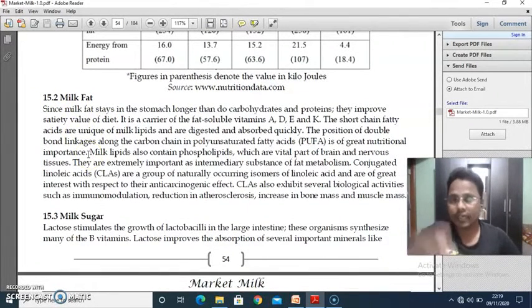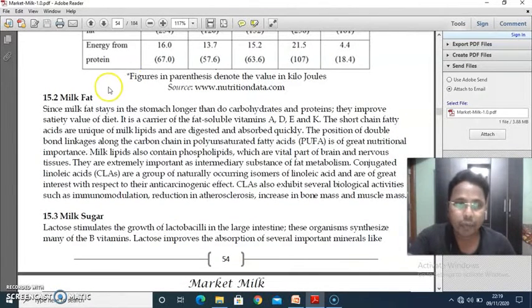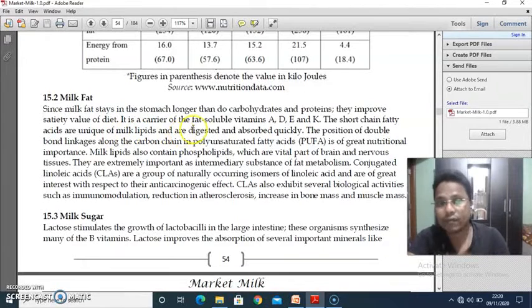Since in the previous table we have seen the importance of milk fat and the energy giving capacity of milk fat, which is given in the above table, we have already seen. And here, since milk fat stays in the stomach longer than do carbohydrates and proteins, it improves the satiety value of the diet. It is a carrier of fat soluble vitamins, that is the ADEK.